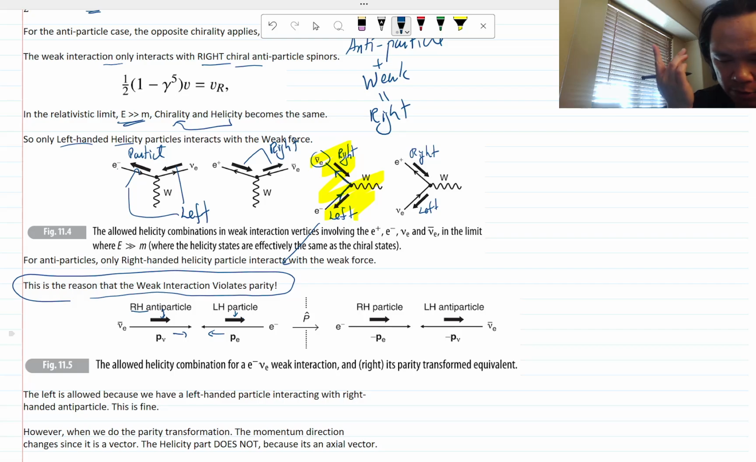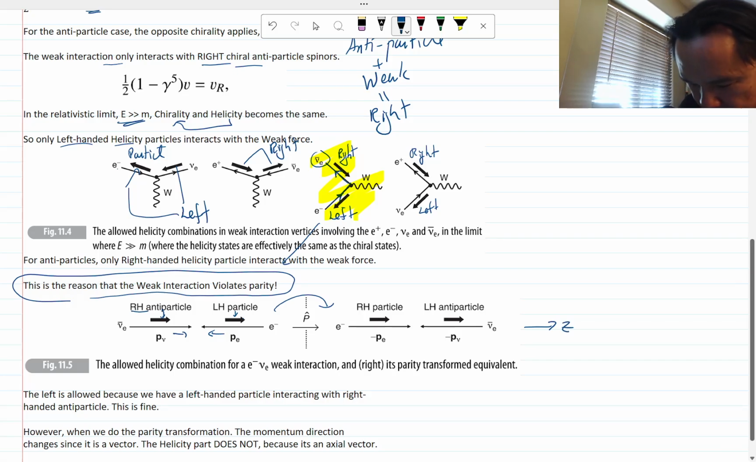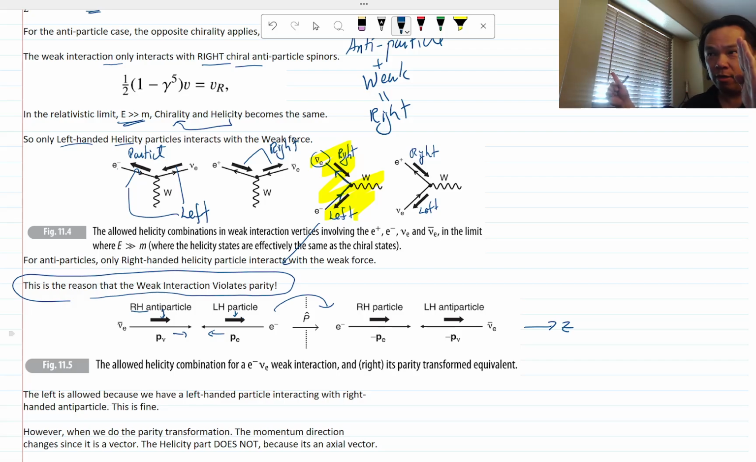Let's see what happens when we do a parity transformation. By parity, I mean I'm going to flip all the spatial coordinates. So negative x becomes positive x, z becomes negative z, and so on. Let's say this is in the z direction. When we do a parity transformation, instead of the neutrino going from left to right, the neutrino actually goes from right to left. So the momentum switches direction. Similarly, the momentum of the electron also flips direction.